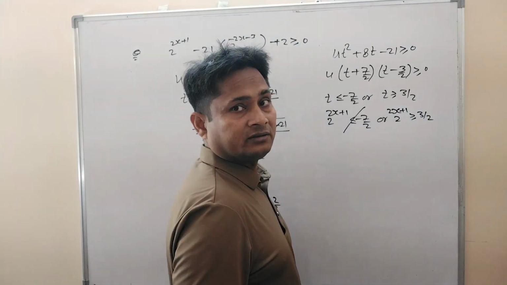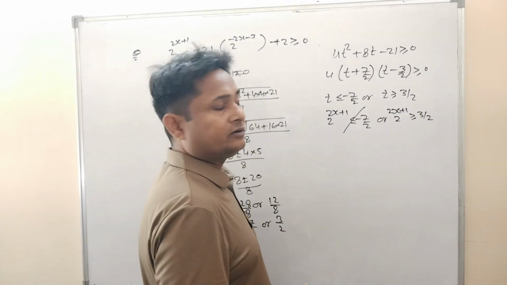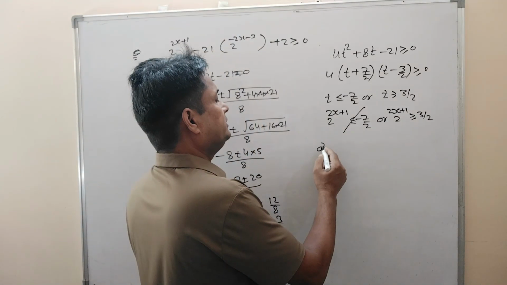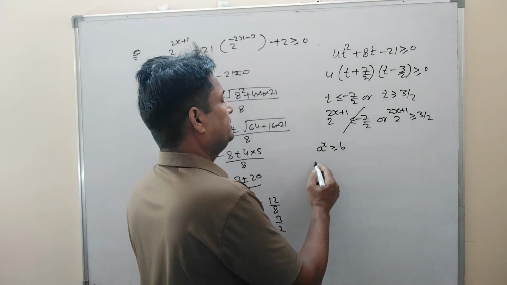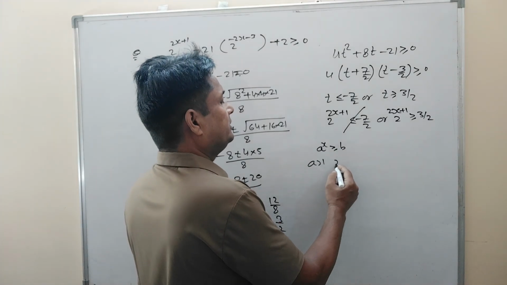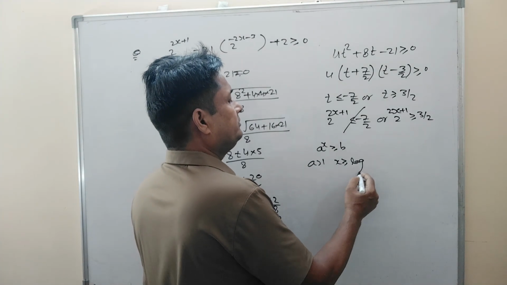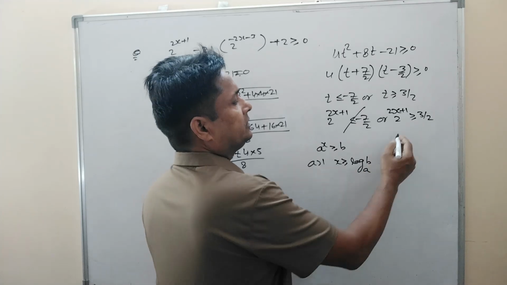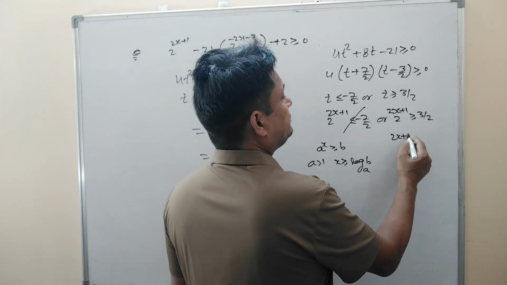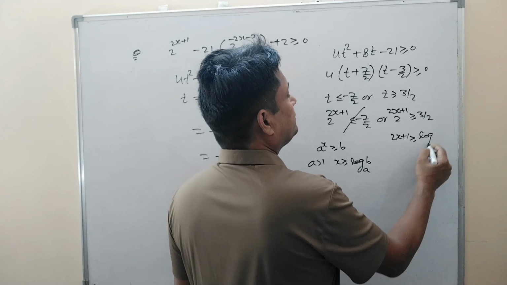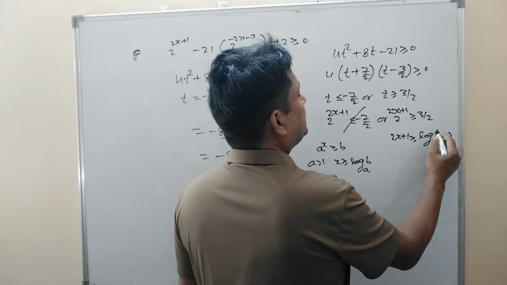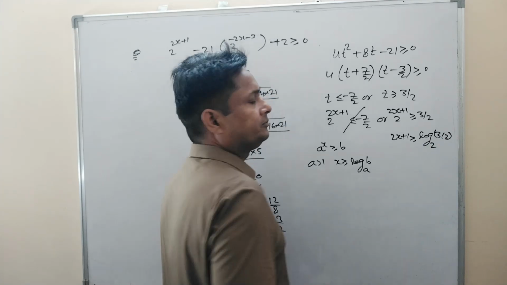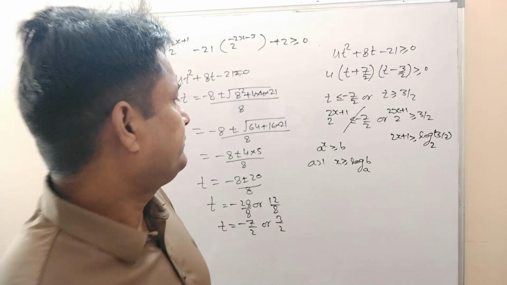Take log on both sides. So I told you the property of log: if a to the power x is greater than or equal to b and a is greater than 1, then x will be greater than or equal to log of b base a. So the answer for this one will be 2x plus 1 greater than or equal to log of 3 by 2 base 2. Right.